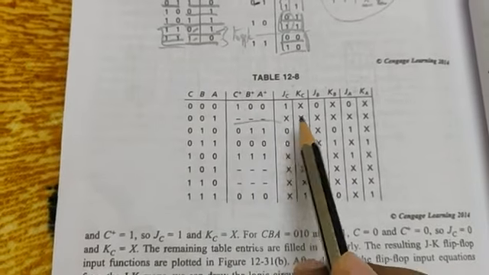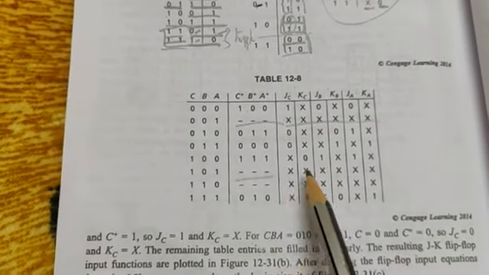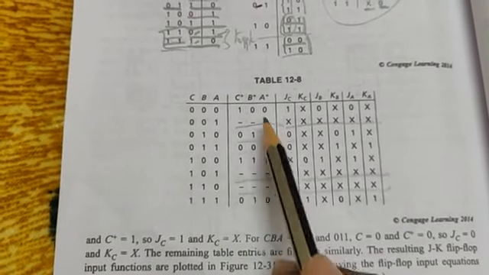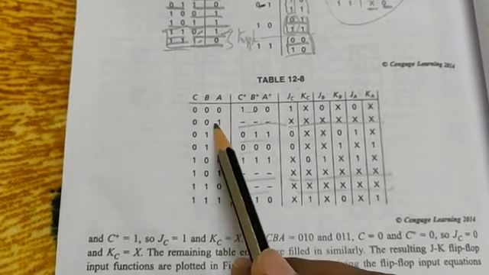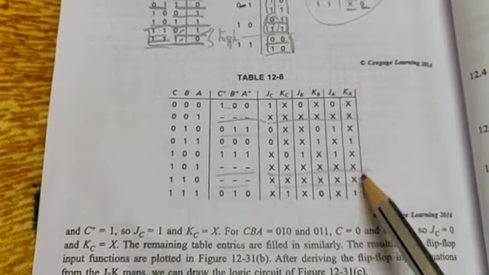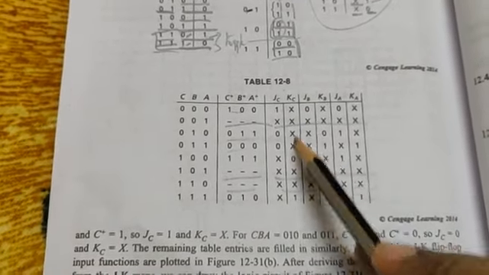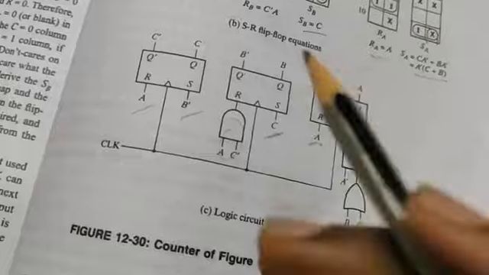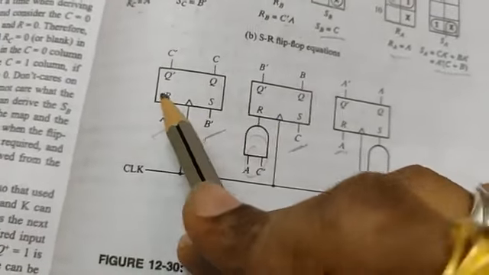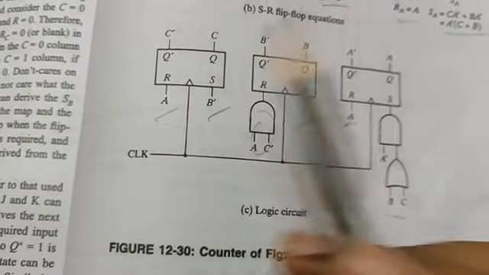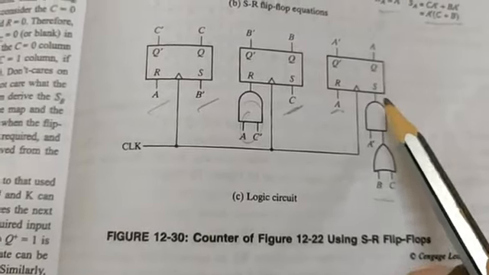So if there is a don't care, fill with the don't care. So you only need to concentrate on these things. When you're comparing this with this, look at the table, fill it. Look at the table, fill it. Then what you're supposed to do: construct a K-map for KA, JA, KB, JB, KC, JC, 6 K-maps. You're going to get 6 equations. Similarly, write JK, JK, JK for 3 flip-flops, same as it is. Just replace S with J and R with K. Okay. So you're going to get 6 equations.